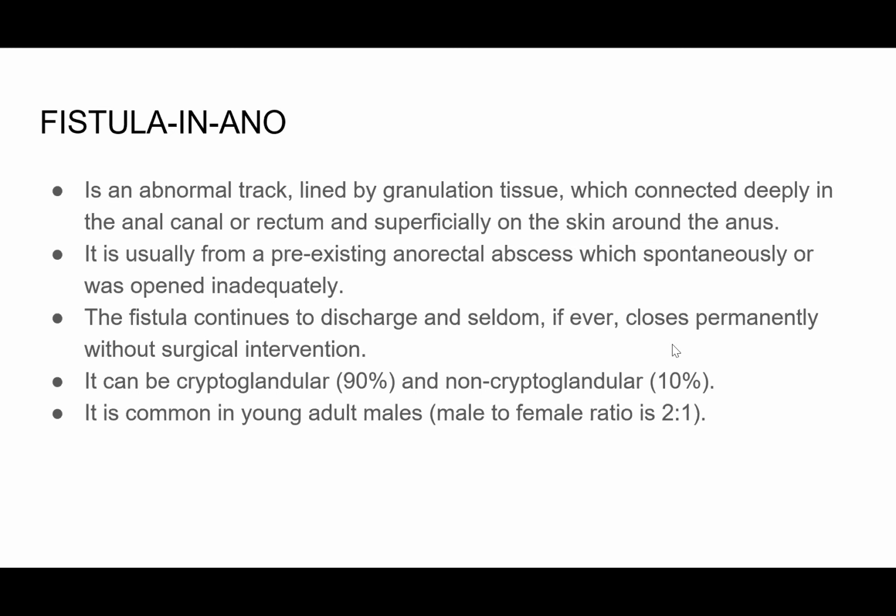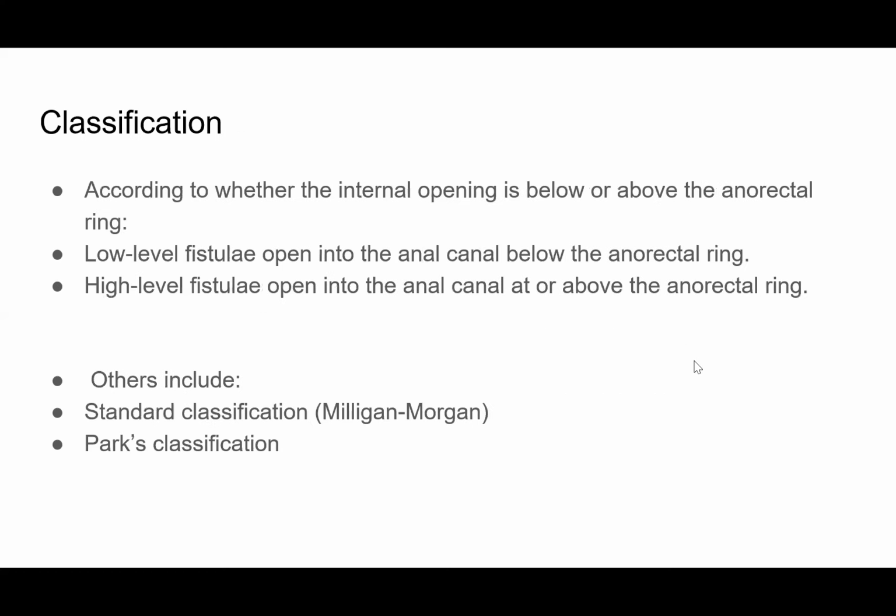This fistula continues to discharge and seldom, if ever, closes permanently without surgical intervention. As explained earlier, it could be due to cryptoglandular disease in 90% of cases or non-cryptoglandular disease in 10% of cases. It is commoner in young adult males with a male-female ratio of 2:1. So fistulas can be classified according to the relation of the internal opening below or above the anorectal ring. It will be a low-level fistula if the opening into the anal canal is below the anorectal ring, or a high-level fistula if the opening into the anal canal is above the anorectal ring.